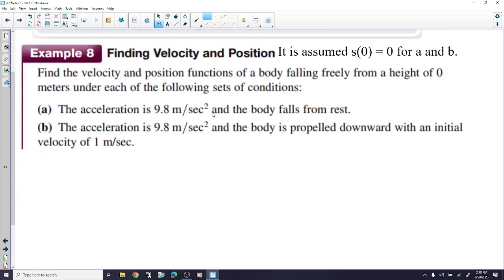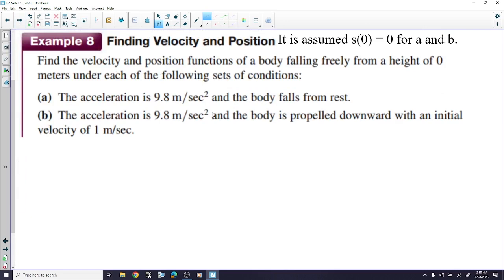Find the velocity and position function of a body falling freely from a height of 0 meters under each of the following sets of conditions. It is assumed s of 0 equals 0 for a and b. The acceleration, so letter A, a of t is equal to 9.8. That's what this says. And the body falls from rest. So that means the velocity at time 0 is 0.